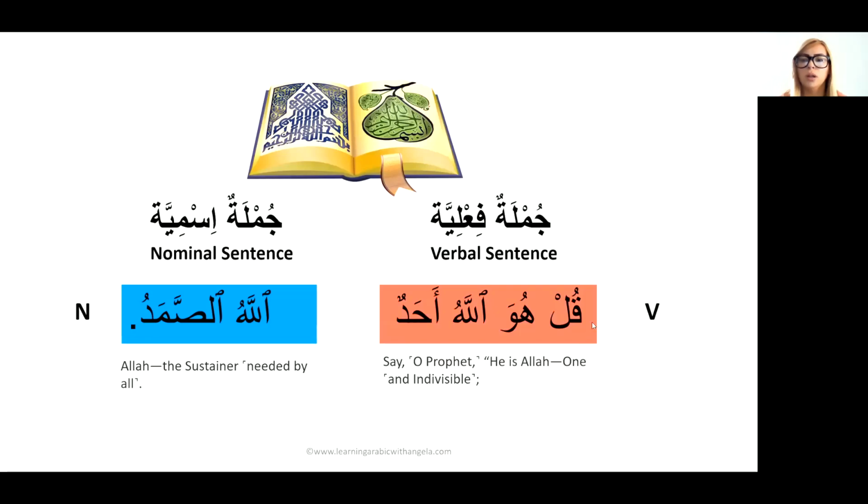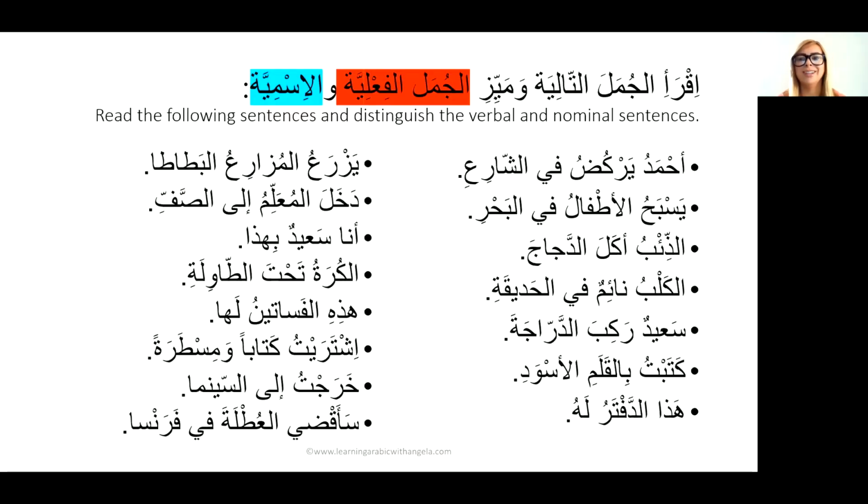Okay, obviously, قُلْ هُوَ اللَّهُ أَحَدٌ, a verbal sentence, جملة فعلية, because it started with a verb in the imperative. Say, قُل, say. جملة اسمية started with the glorious name of Allah, Allahu Samad. So it started with a noun. So that's a nominal sentence. أحسنتم, well done.